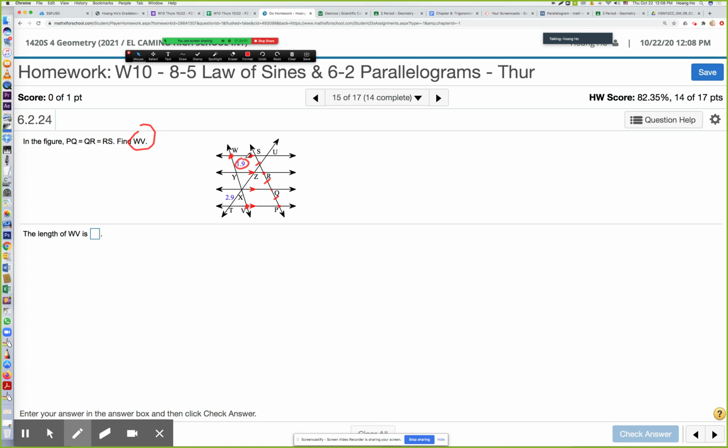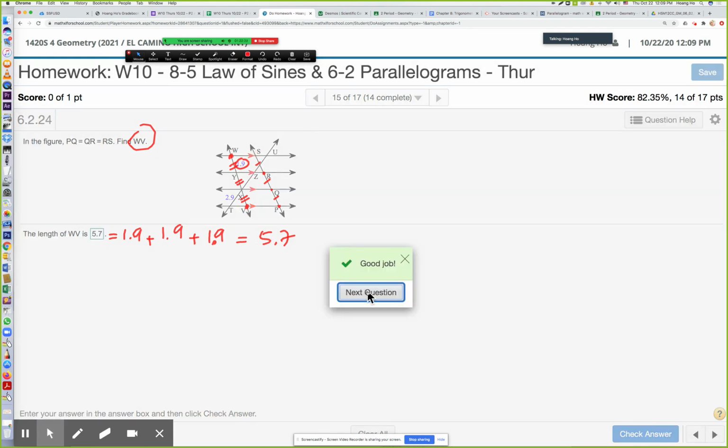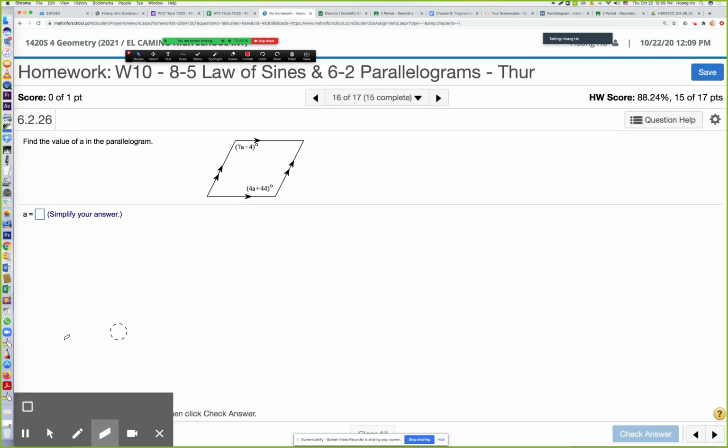So 1.9 right here. So this is 1.9, this is 1.9, this is 1.9. Okay? So WV should be equal to 1.9 added with 1.9 added with 1.9, three times. So is that equal 5.7? So I put right here 5.7, and then I'm done. All right, two more questions, you guys.